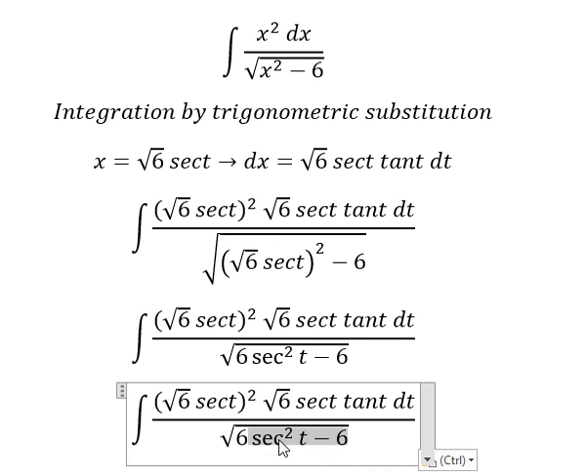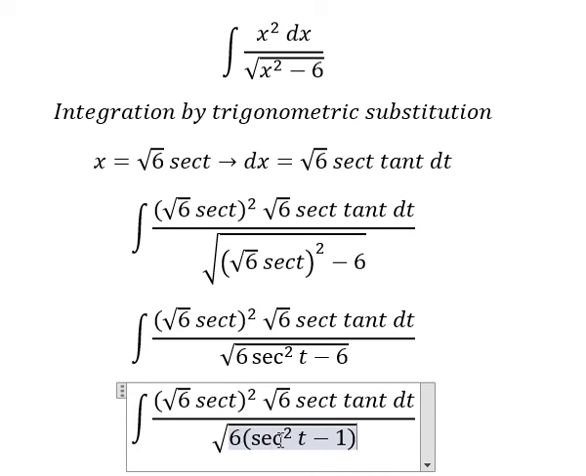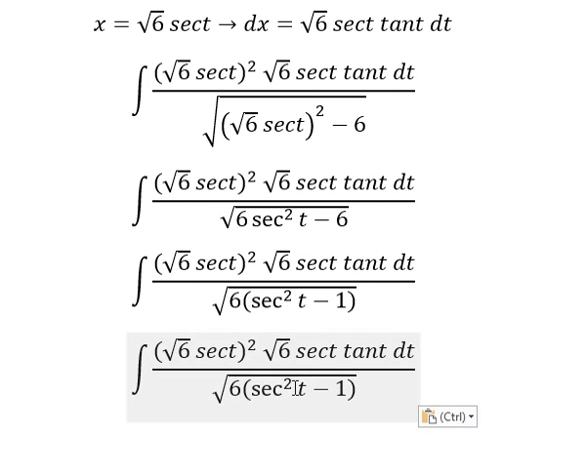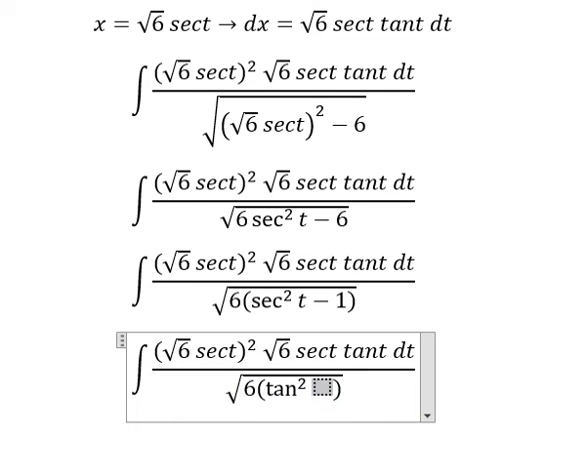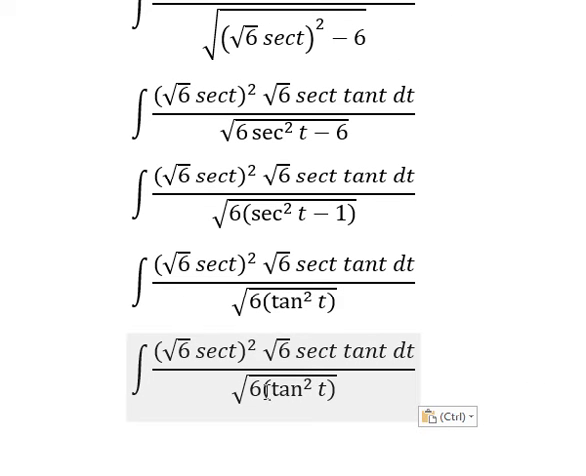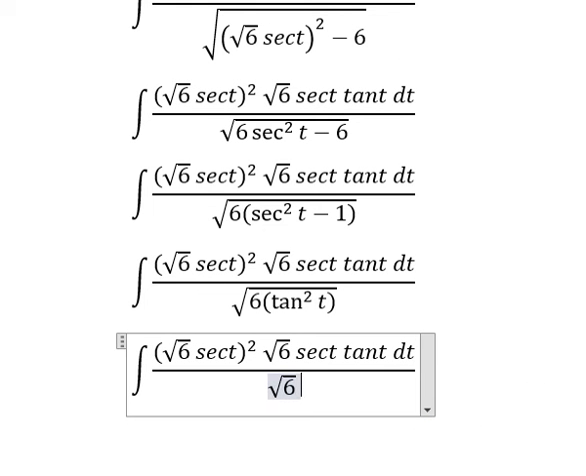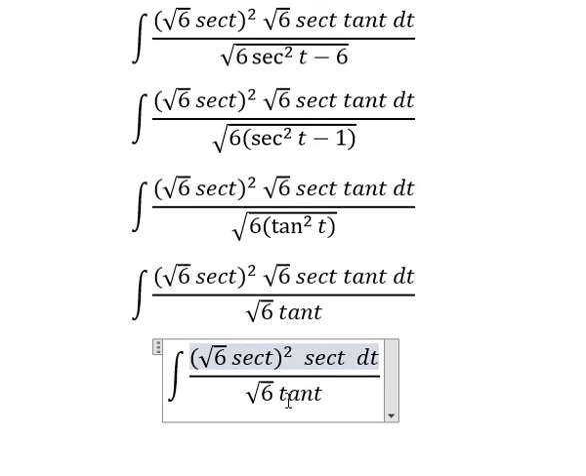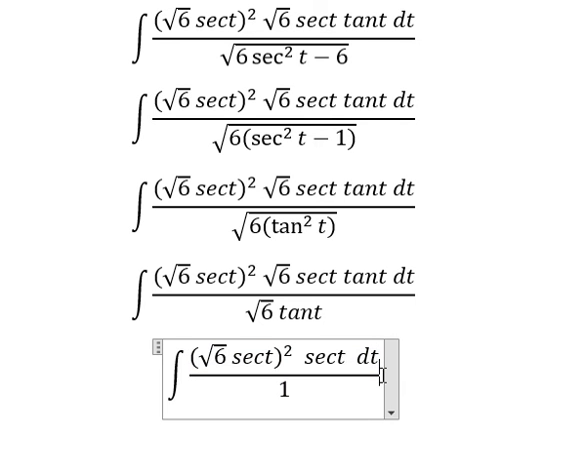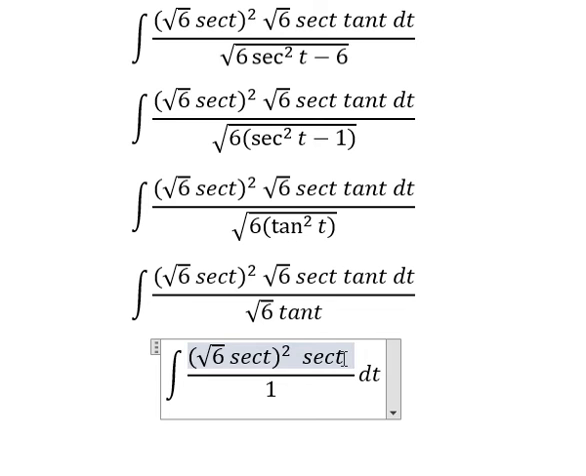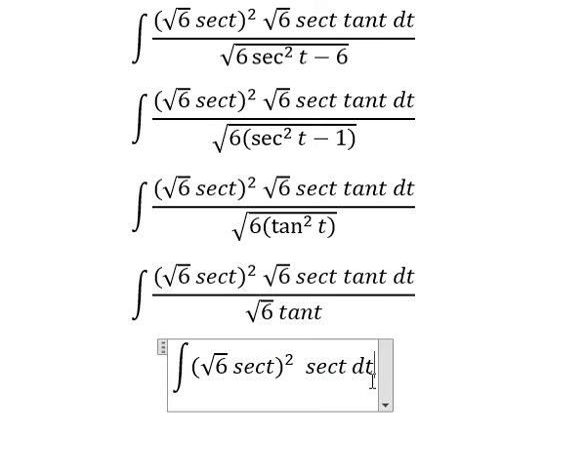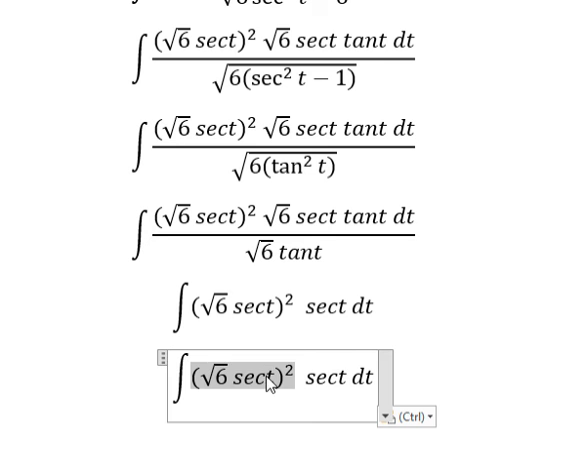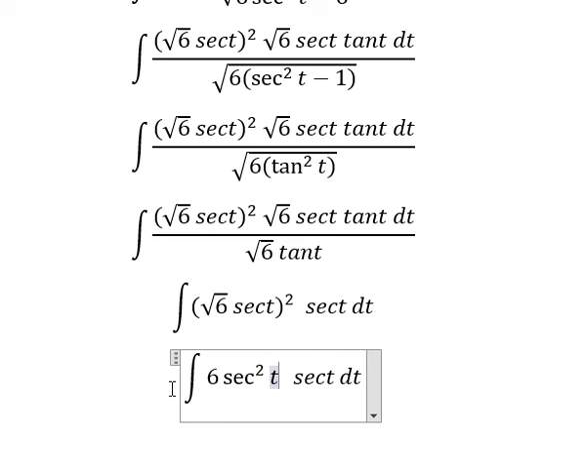Number 6, we can do factorization. So secant of t squared minus 1, we change for tan t squared. The square root of tan t squared, you get tan t. Now we simplify the square root of 6 and tan t in the numerator and denominator. And this one you get 6 secant of t squared. So I will put number 6 outside.